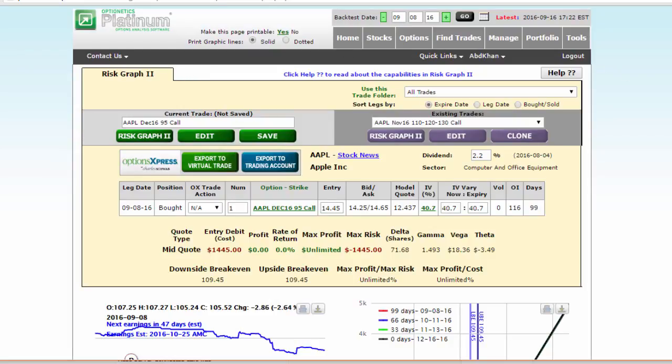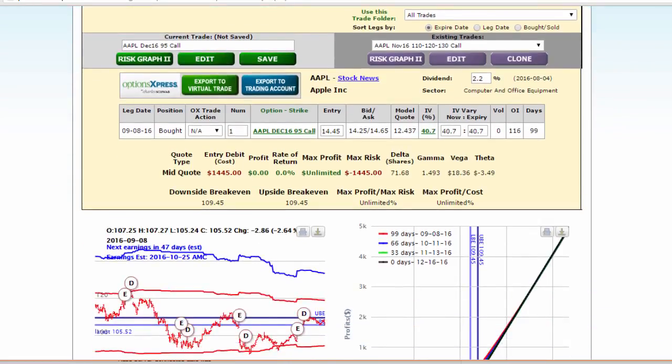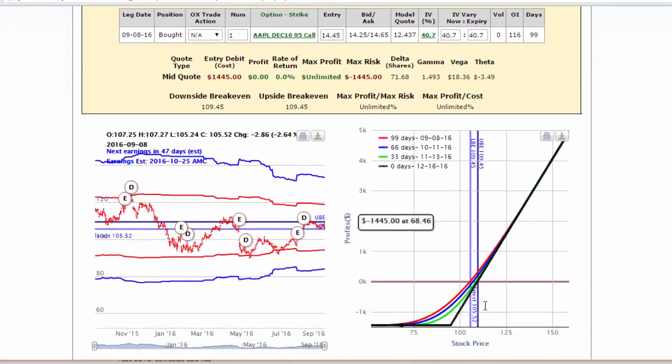So my platform actually does that for me as well. Here I can see what's called the risk graph. That's how I analyze the risk. I like to visualize my positions. I'm not going to talk much about risk graphs because it's a fairly complex topic and there are lots of things that you need to be aware of.